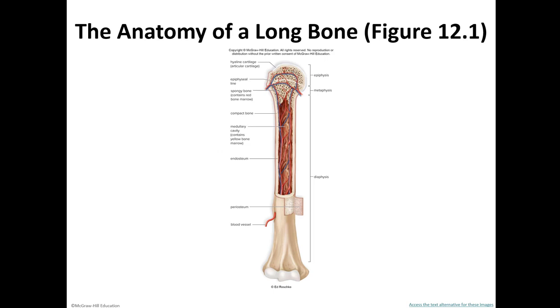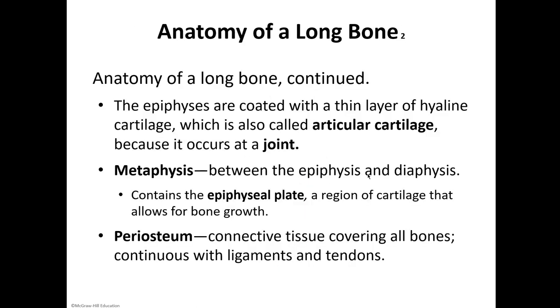Over here you can see an outer film called the periosteum. You can see the epiphysis, and then the diaphysis. The metaphysis is between the epiphysis and diaphysis, and it contains the epiphyseal plate, a region of cartilage that allows the bone to grow. As mentioned, the periosteum is the connective tissue that covers all the bones, continuous with the ligaments and tendons.